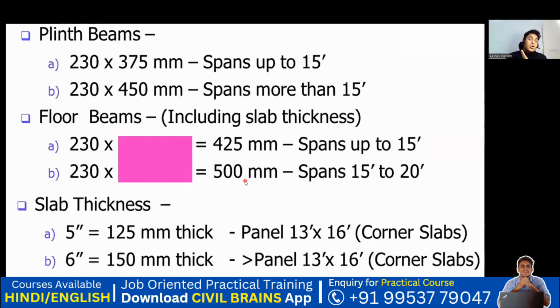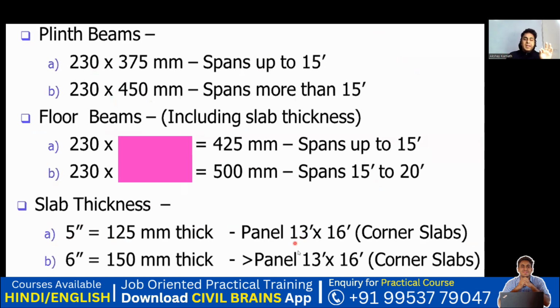Again, these are all thumb rules. You can even apply that formula of L by 10 or L by 12. That is also good. Pretty simple. And for the slab thickness, they have given one more thumb rule. If your slab panel is in between 13 feet to 16 feet, shorter span 13 feet, longer 16 feet, or in between that, you can go with a 5-inch thickness, which is 125.